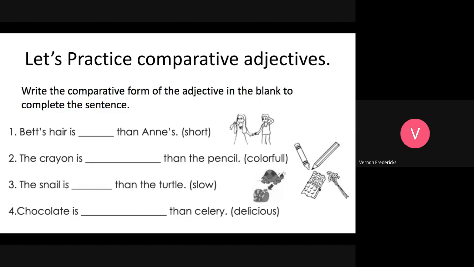The adjective in number three is slow. The adjective in number four is delicious. Delicious. How many syllables are there?